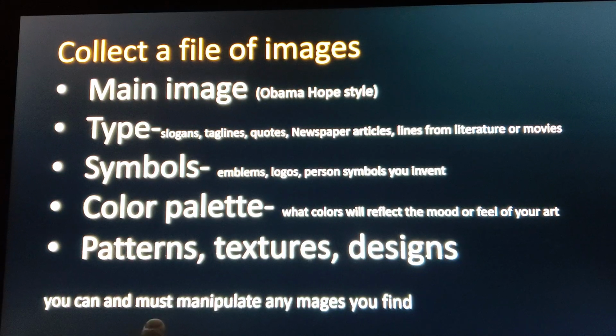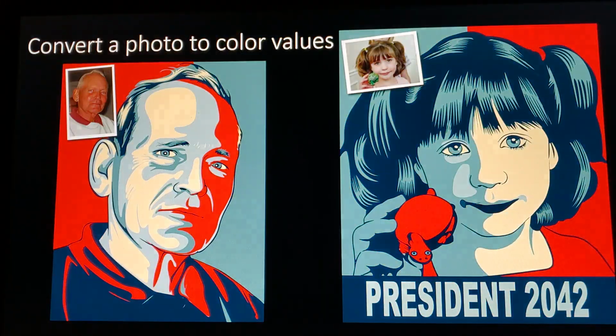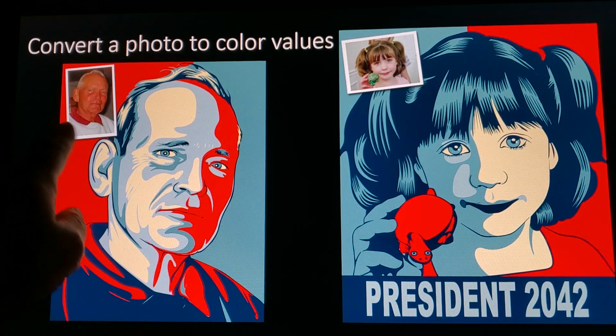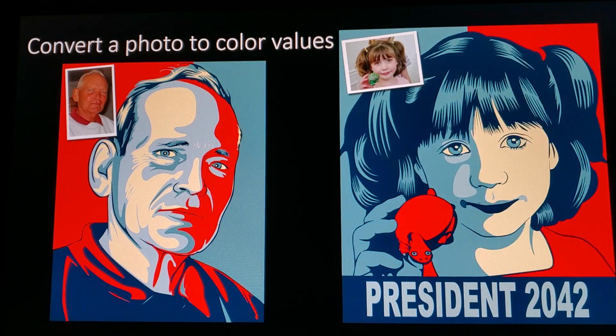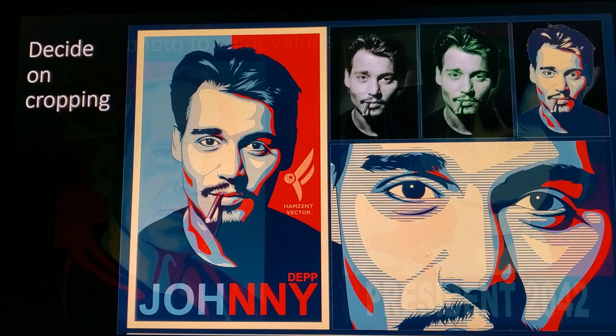You can and must manipulate any of the images you find. You can find all these images, but you have to somehow make them your own by manipulating them, changing them, adding them, or creating your own, okay? Now, what you're gonna do is convert a photo to color values. You already know how to do that from our last assignment. Here's an example of somebody who took a picture of their dad or uncle or grandpa or something and converted them to this. Here, their little sister, converted to this, and they actually made something sarcastic, president in 2042, okay?